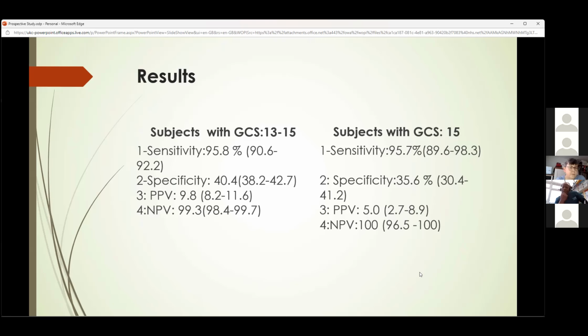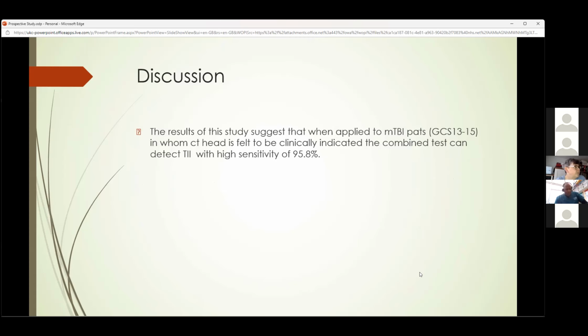Now, for the patients who came with the Glasgow coma scale of 15, the sensitivity was almost similar, 95.7. And the negative predictive value was 100, which shows that there wasn't a significant difference between people coming with Glasgow coma scale of 13 and 15. In the discussion aspect of the results, the study suggests that for patients with mild traumatic brain injury and with a Glasgow coma scale of 13 to 15, in whom CT scan is not clinically indicated, the blood test can detect traumatic intracranial injury with high sensitivity of 95.8.